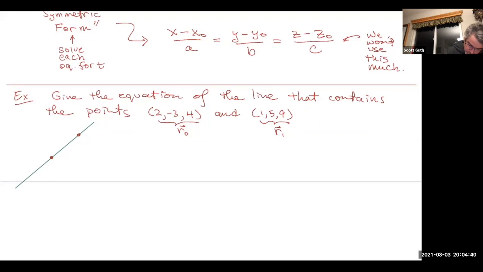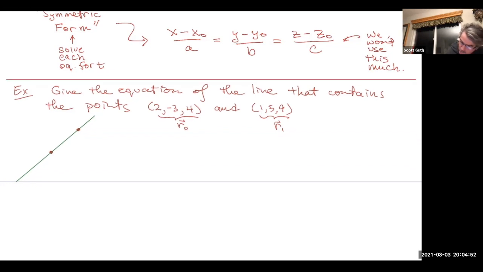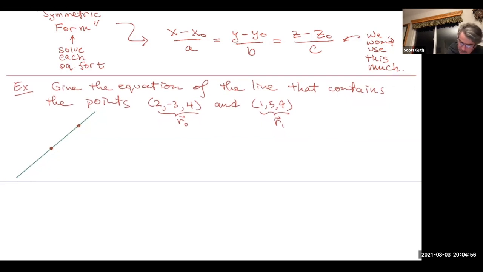Would it matter if we flipped it and called (2, -3, 4) R1? Yeah. The question is, do you want one of them to be a starting point? You'll see in a moment that if you reverse this, then as time increases, you'll be going in the opposite direction on the same line. So the way you set this up just depends on what direction you want to go in. Okay, so R0 is denoted R0 because it's at time zero. And you'll see that R1 is denoted R1 because that'll occur one second later, at time one. So if you want it to go in the opposite direction, then R0 should be the other. You see what I'm saying?